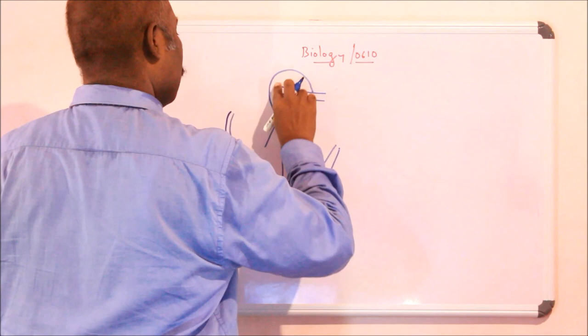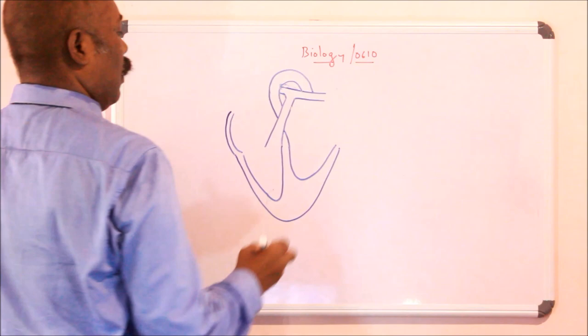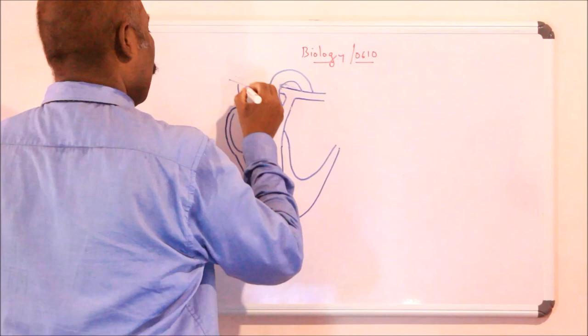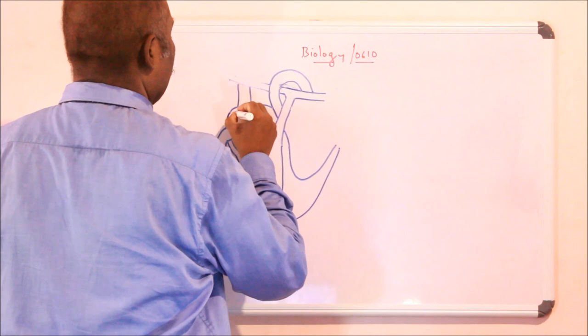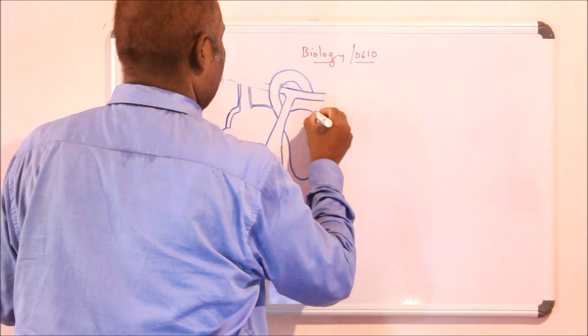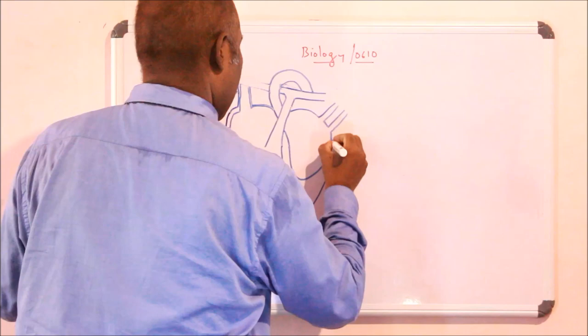Now almost it is finishing. Then you can draw the vena cavas, and from the lower part the vena cava. Now the pulmonary veins. Yes, that's all, the heart.